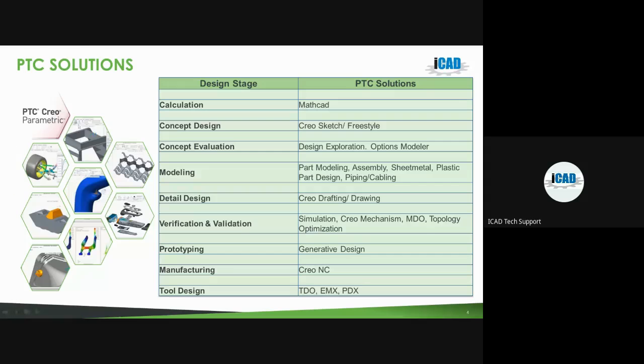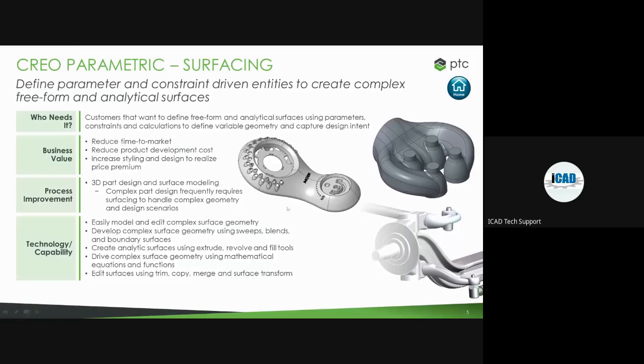So those topics we have discussed in the design stages: concept design, modeling stage, detail design. Up to this we have now reached, and today we will complete up to detail design. After today, verification, validation, manufacturing, and tool design topics we will take. So first one is Creo Parametric Surfacing.